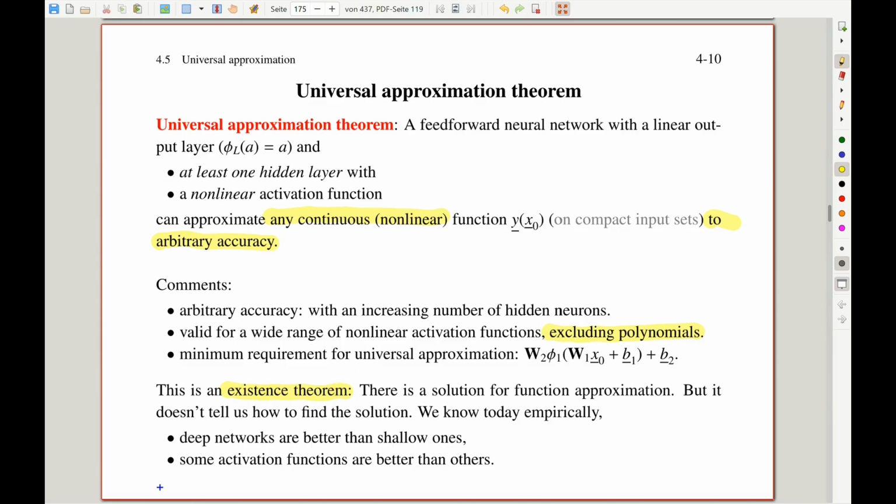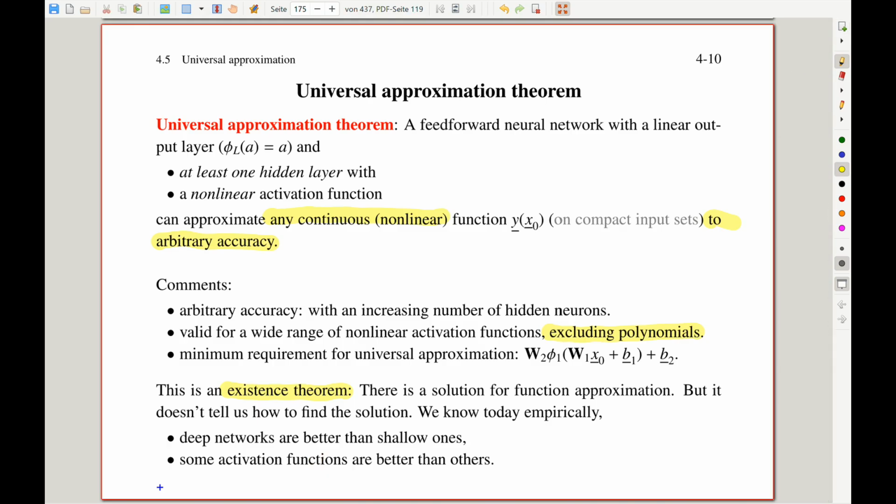There is a certain solution. Now we are talking about how easy it is to find the solution. So it just tells us the existence, but we are actually interested in architectures where we can easily find the solution. Then we prefer to use deep architectures, and we prefer to use some activation functions over the other ones. So this is actually a difference.